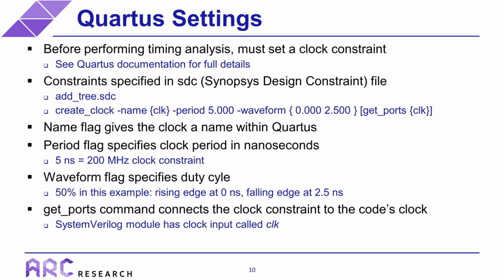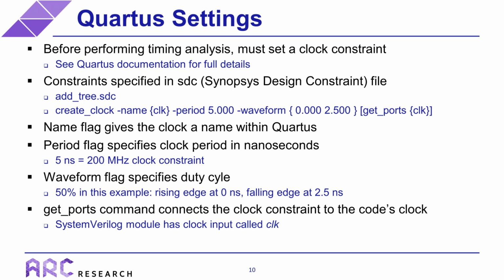Constraints are specified in SDC files, which you can also specify using the Quartus GUI, but Quartus will just store those in an SDC file anyways, so sometimes it's just more convenient to specify it directly in the SDC file yourself. For this example, the project includes an addtree.sdc file. Within that file, you can find a create_clock command that defines the clock constraint that we're going to be using.